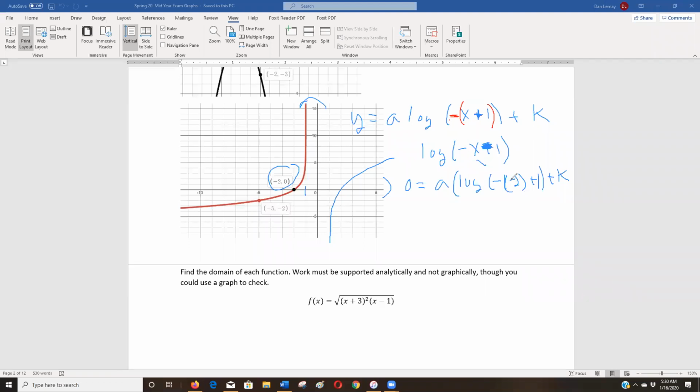And that would keep this, let's see, -1 times -2 is 2, minus 1 is 1. What's the log of 1? 0. So that means 0 times a is 0. That tells me k is also equal to 0. Whew, that was confusing. Okay, let me clean some of this up.